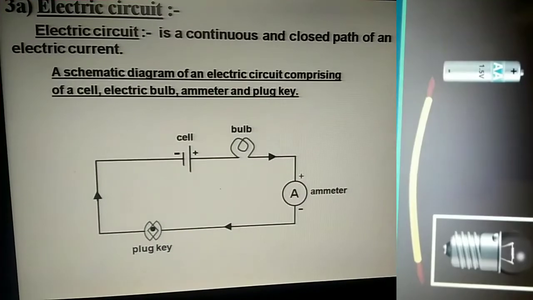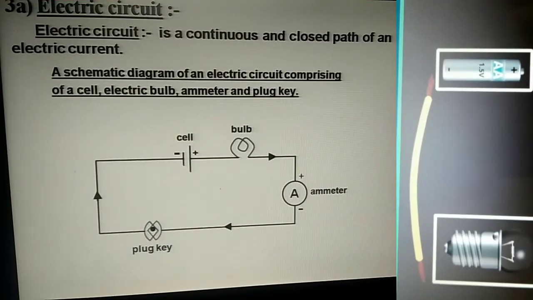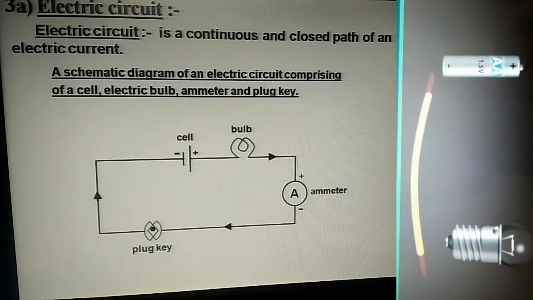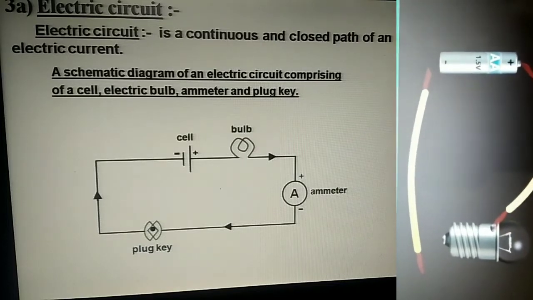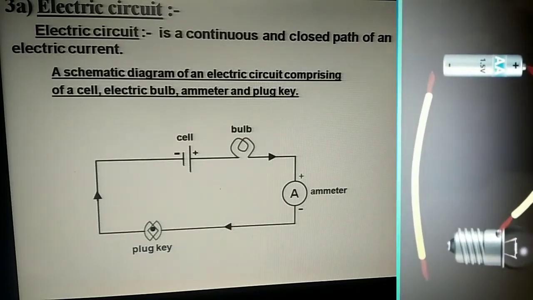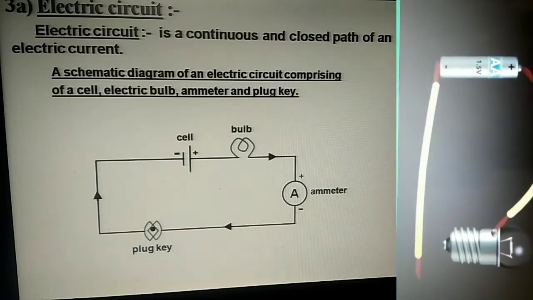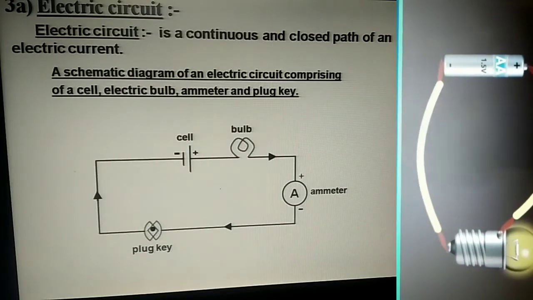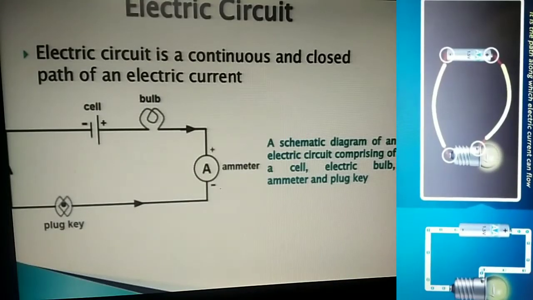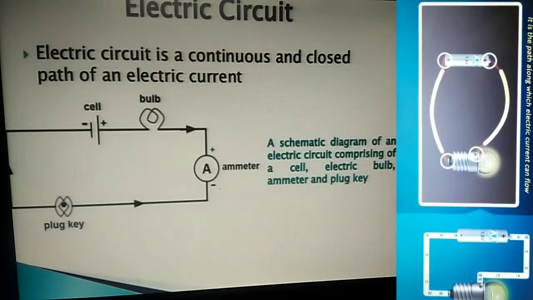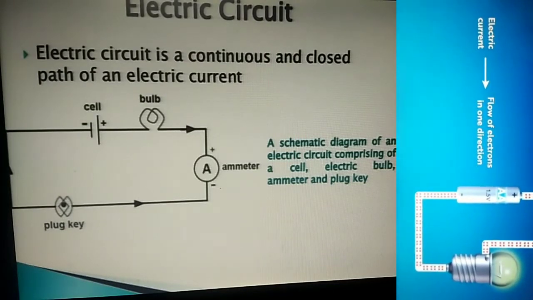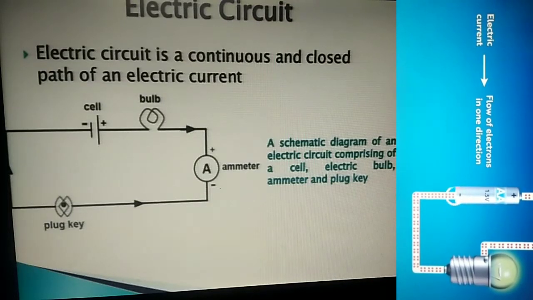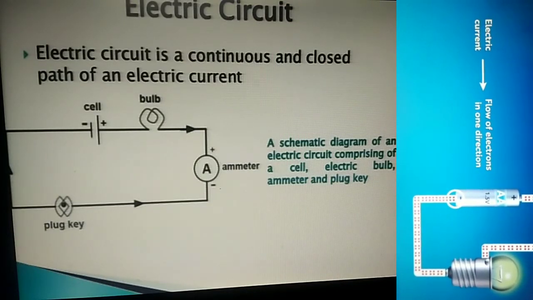An electric circuit. Electric circuit is a continuous and closed path of an electric current. A schematic diagram of an electric circuit comprising a cell, electric bulb, ammeter and a plug key is known as circuit diagram. Once again, electric circuit is a continuous and closed path of an electric current. A schematic diagram of an electric circuit comprising of a cell, electric bulb, ammeter and a plug key.